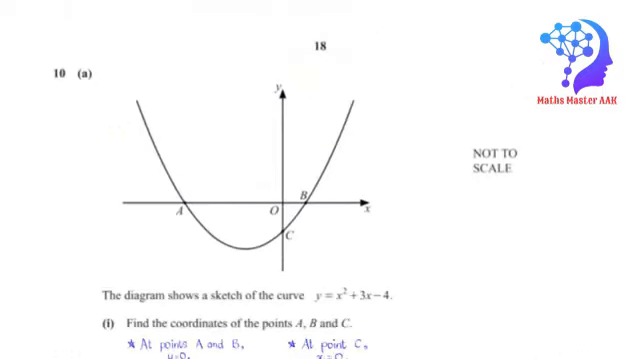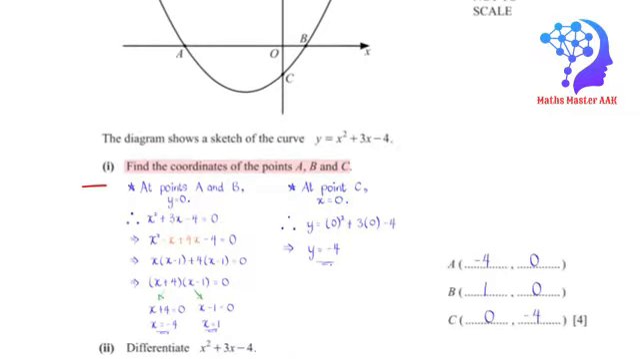The diagram shows a sketch of the curve y is equal to x squared plus 3x minus 4. Find the coordinates of the points A, B, and C. The y coordinates of points A and B are 0.